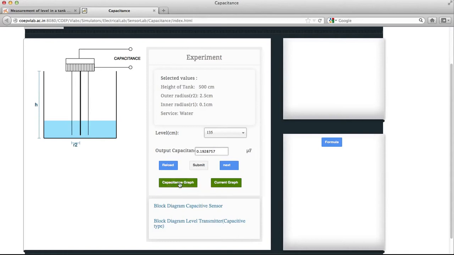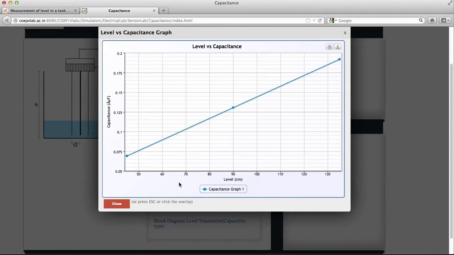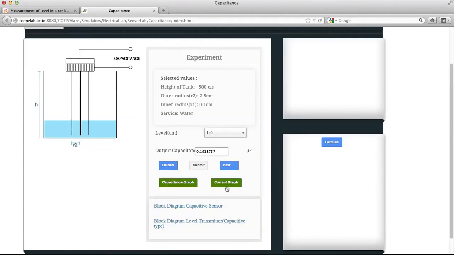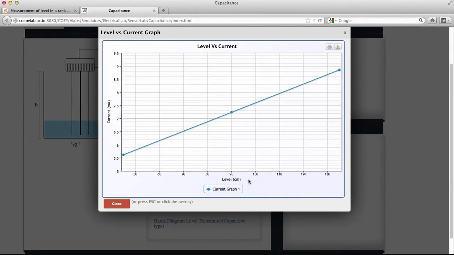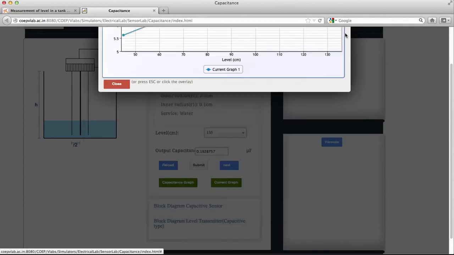So if you plot the capacitance graph, the graph will look like this. As this is an ideal value, naturally the graph would be linear. And if you want to see the current, means level versus current, that is the transmitter output and not the capacitance output, the graph will look like this. You can close the graph.